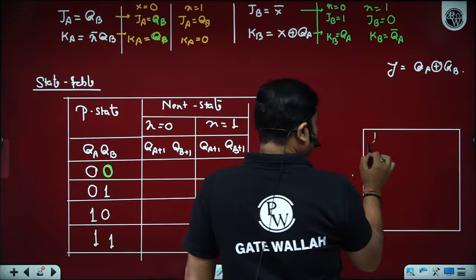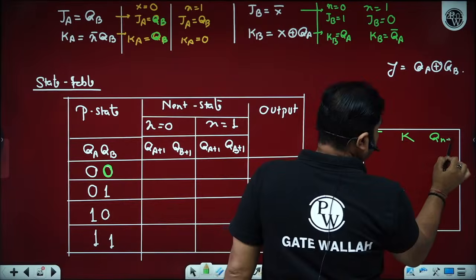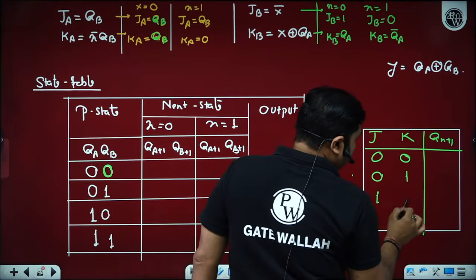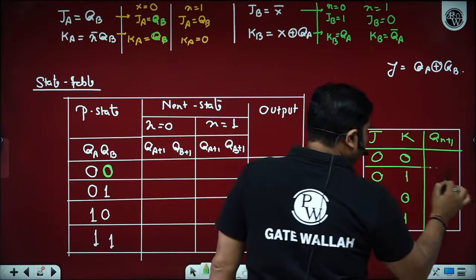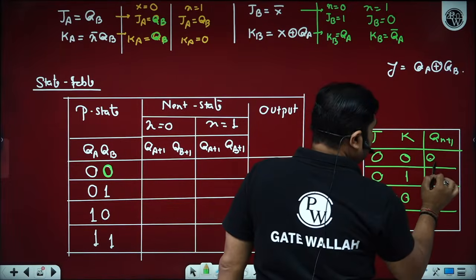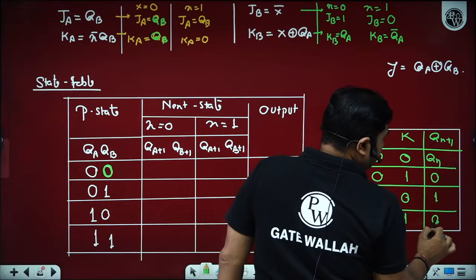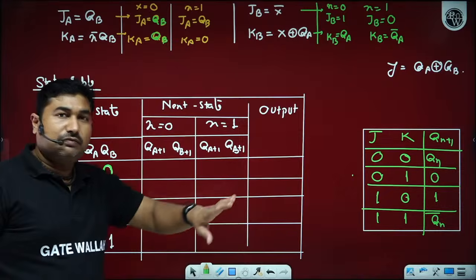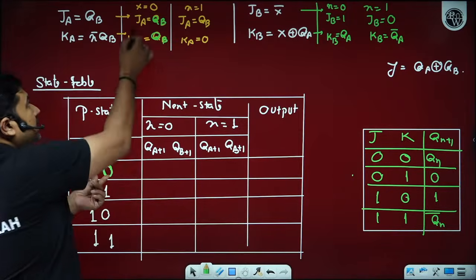J, K, Q, N plus 1. We all know about the JK flip-flop truth table. I am writing in the rough for you. So Qn, 0, 1, Qn complement. Yes, sir. We all can see for 0, 0, JA is 0, KA is 0.